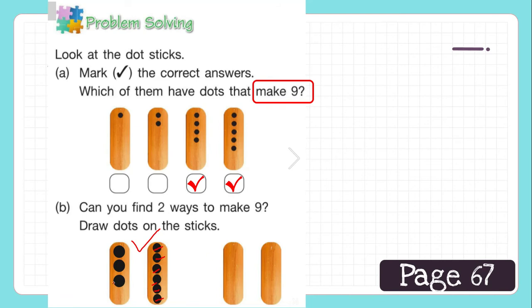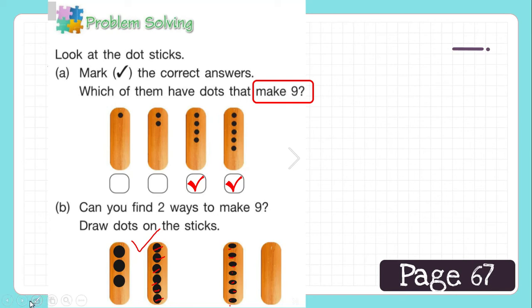How about the next stick? We're going to write there. So let's try 7. That's 1, 2, 3, 4, 5, 6, 7. Okay. So how many dots can we add to 7 dots to make 9?